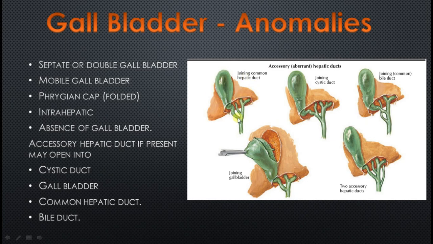Besides the right and left hepatic ducts, sometimes you have an accessory hepatic duct, which might open into the common hepatic duct, or into the cystic duct, or into the bile duct, or sometimes directly into the gallbladder through the fossa for the gallbladder. Sometimes there are two accessory hepatic ducts, one on the right side and one on the left side. All these are developmental anomalies that might take place during the process of development.